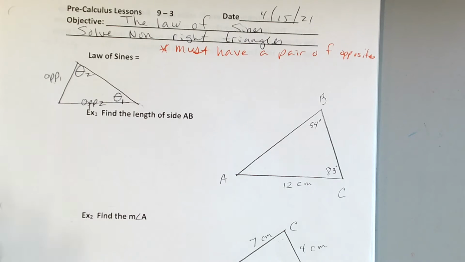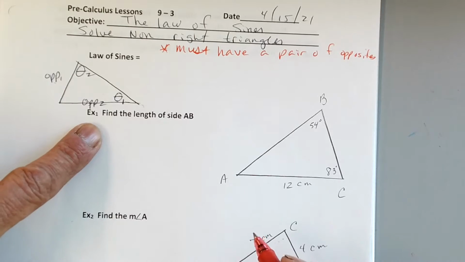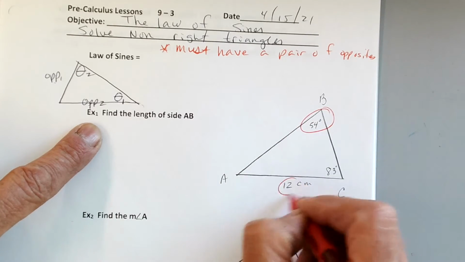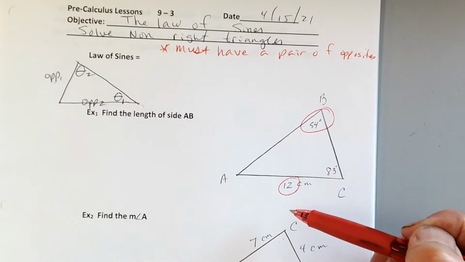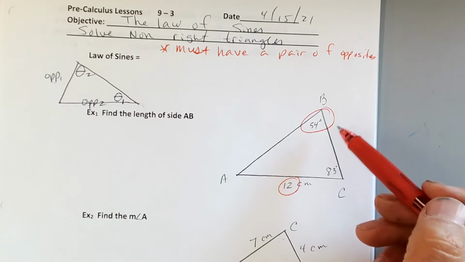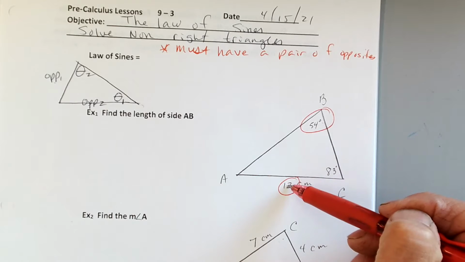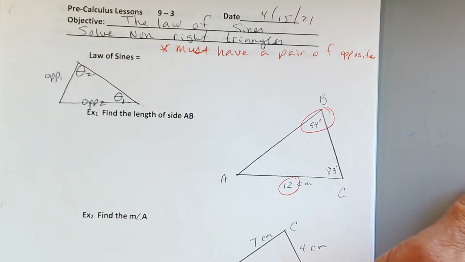So take a look at my first example, which I haven't given you the formula yet. But here and here, I have a pair of opposites. Do you see that? I've got an angle, and there's opposite side. To use the law of sines, you absolutely have to have a pair of opposites. Angle, opposite side. Okay, so I've got my pair of opposites.